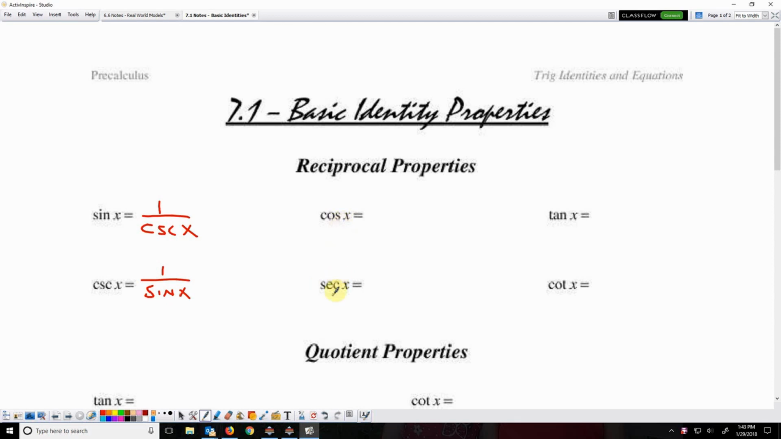Cosine and secant are reciprocals of each other. So cosine x is 1 over secant x, and secant x is 1 over cosine x. And tangent and cotangent are reciprocals of each other. So tangent x is 1 over cotangent x, and cotangent x is 1 over tangent x.